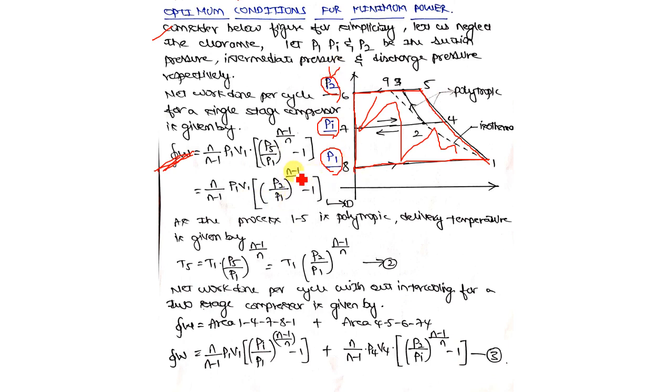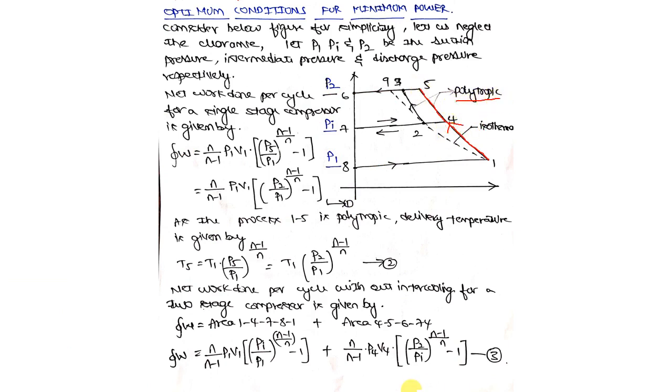Okay, as the process 1 to 5, see, trace the process 1 to 5 here. So this is the process 1 to 5. Which process is it? It is nothing but a polytropic process, correct? So as the process 1 to 5 is a polytropic process, the delivery temperature is given by.